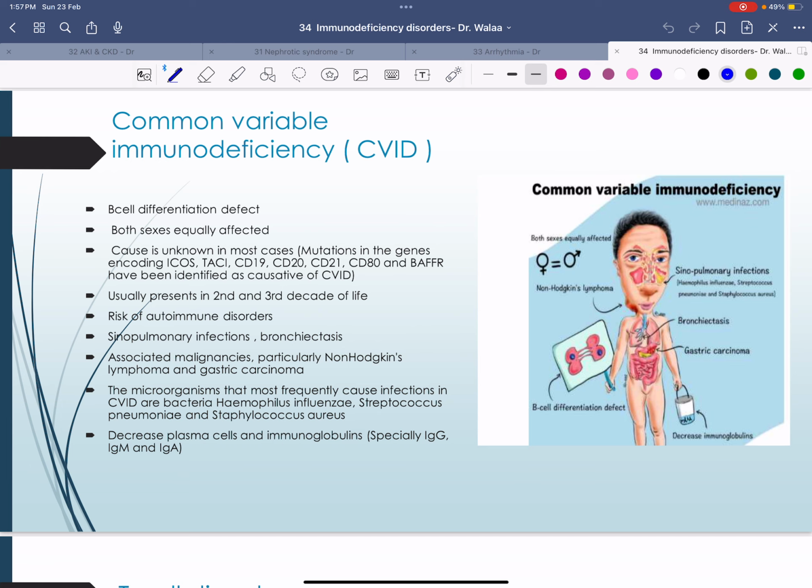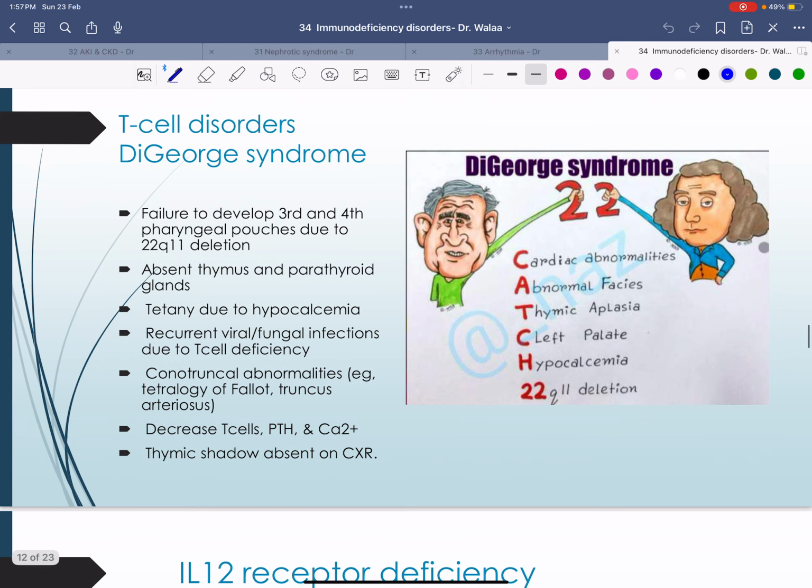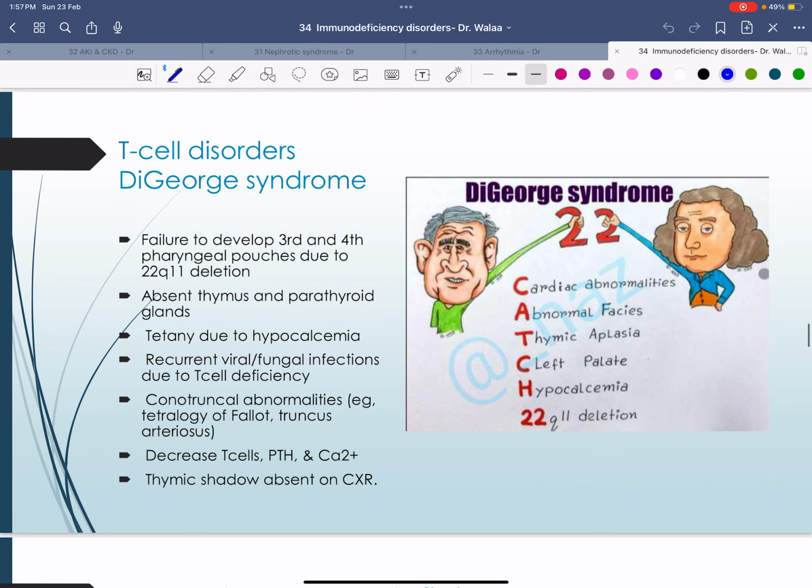Now we'll move to T-cell disorders. T-cell disorders are much less common than B cells. It's a bit difficult to diagnose them.